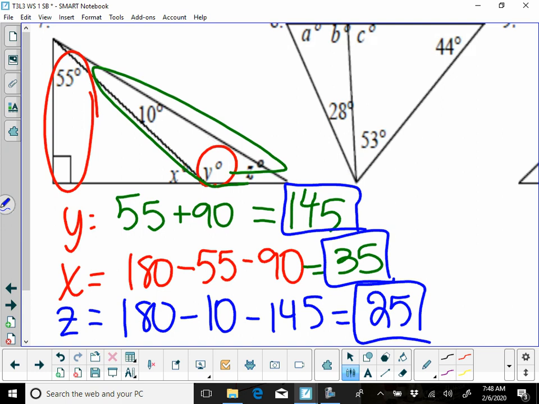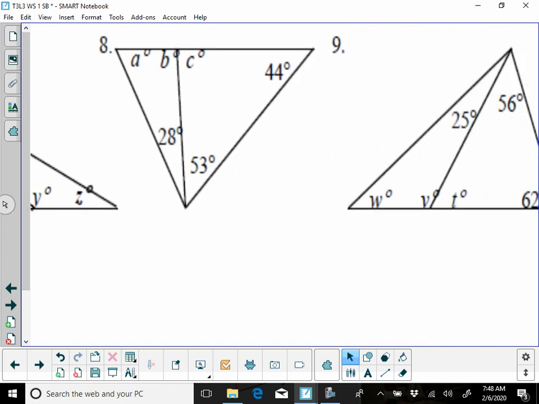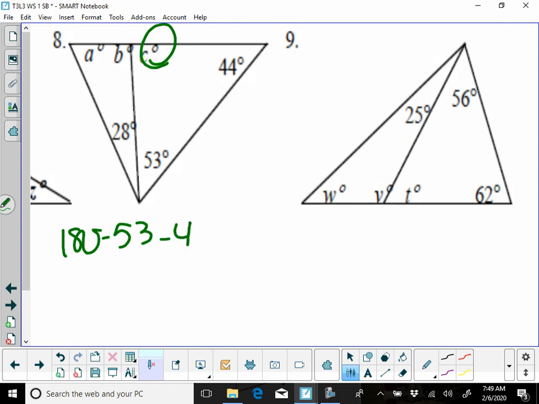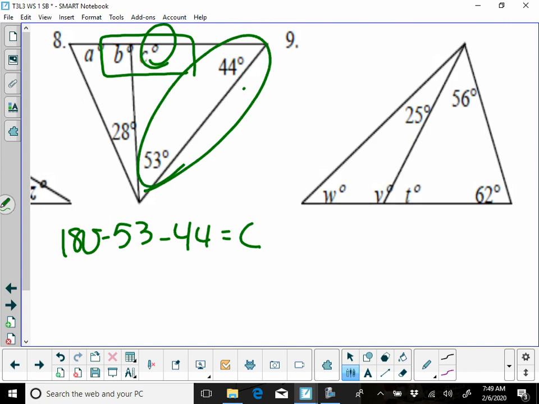Okay, so you're going to do the same process here with number 8. Sorry, let me clear this out for a minute so I can move that over. Right here for number 8, the easiest ones to find personally would be C or B. For C, you just do 180 minus 53 minus 44. That would be your C. Then for B, you could either use a linear pair right here, which is going to equal 180, or you could add these two together to get B. Once you find B, you do 180 minus B minus 28 to get your A. So just go step by step with what you're given here.